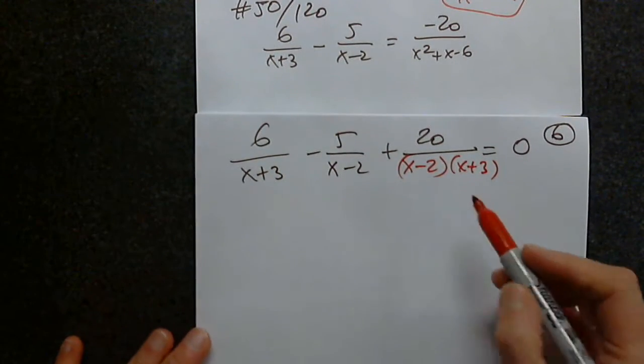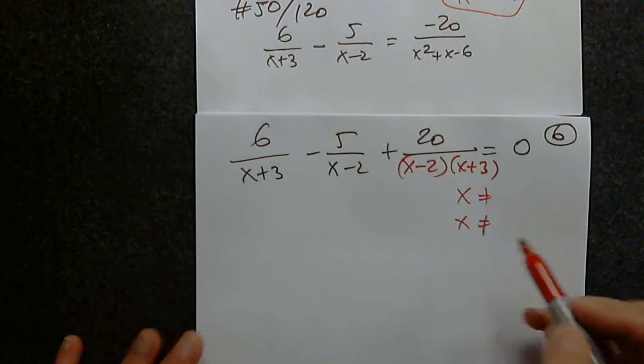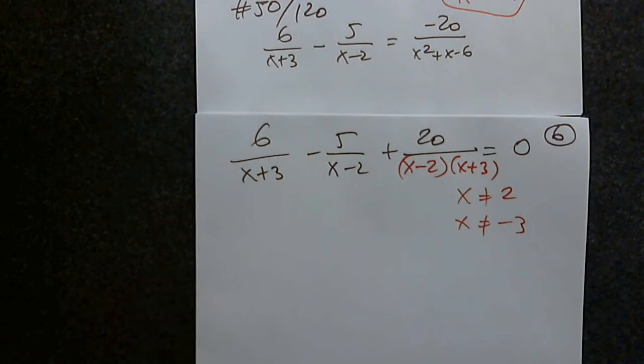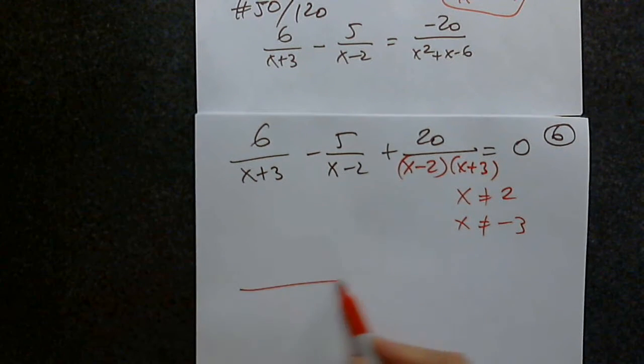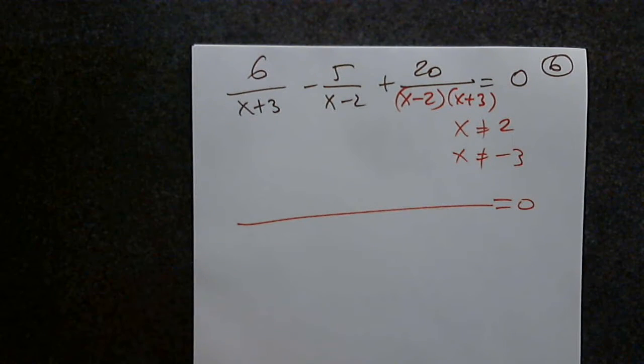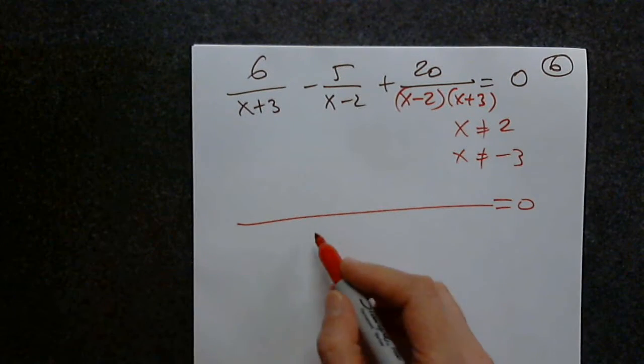You're going to give me how many restrictions? Do we all agree with 2 and negative 3? Yes. Perfect. Now you're going to give me the least common denominator. It is x minus 2, x plus 3. Very good.